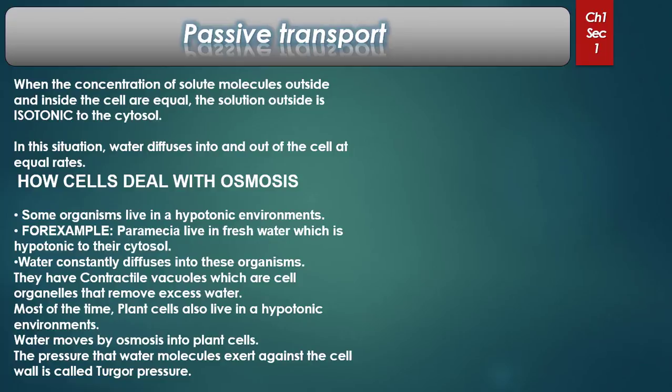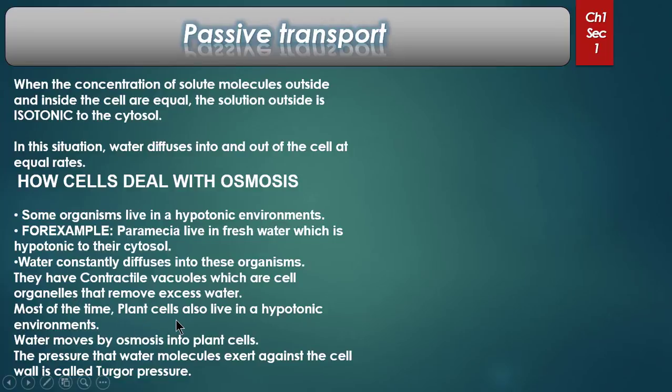So what our cells are gonna do, they are gonna use contractile vacuoles. Water constantly diffuses into the organisms. They have contractile vacuoles, which are cell organelles that remove excess water. When water diffuses into the cell a lot, contractile vacuoles start to work. So the contractile vacuole pumps out the water, okay? Pushes out the water. Go out. I don't need you, okay? You're just gonna make me die. Just go out, okay? Contractile vacuoles are cell organelles that remove excess water.